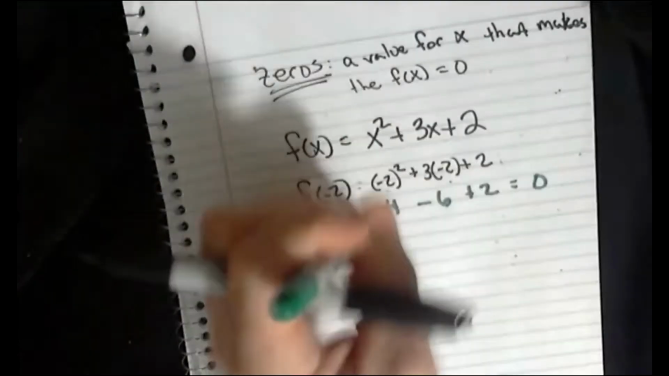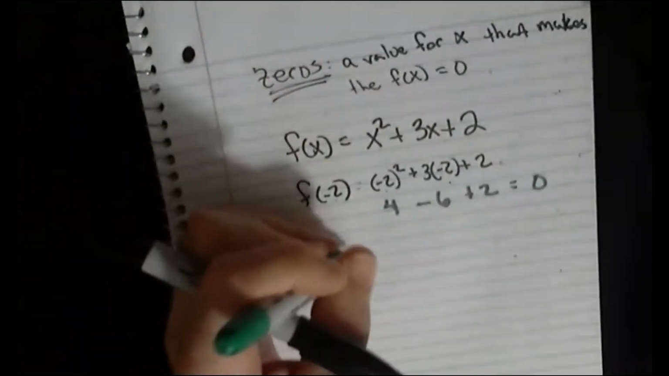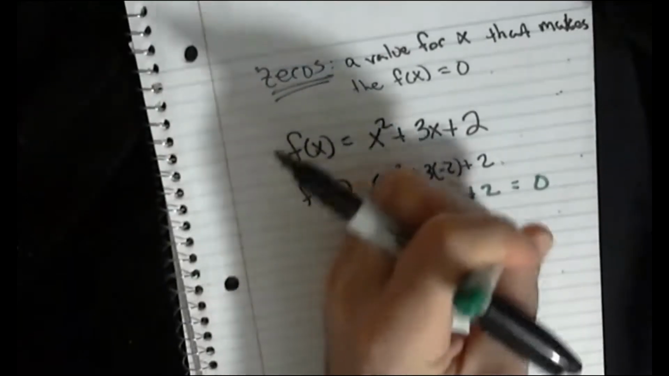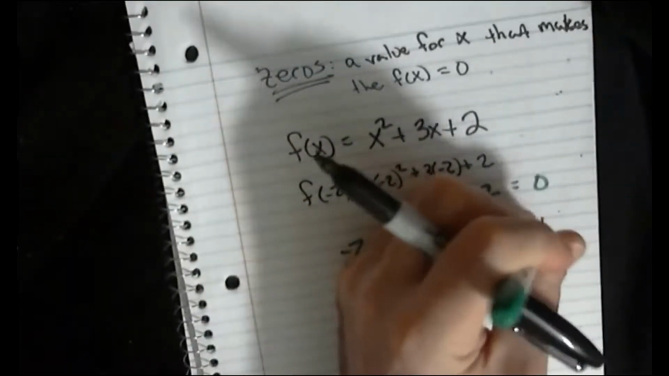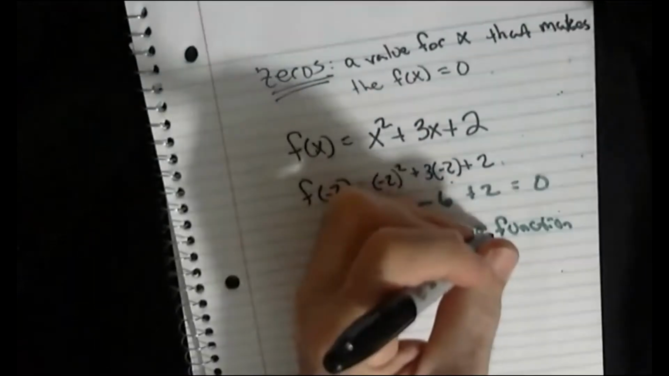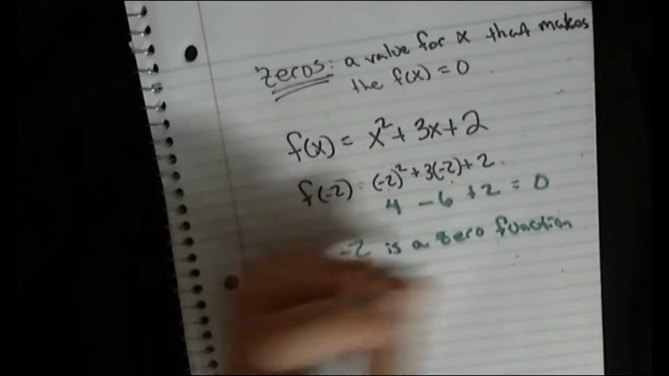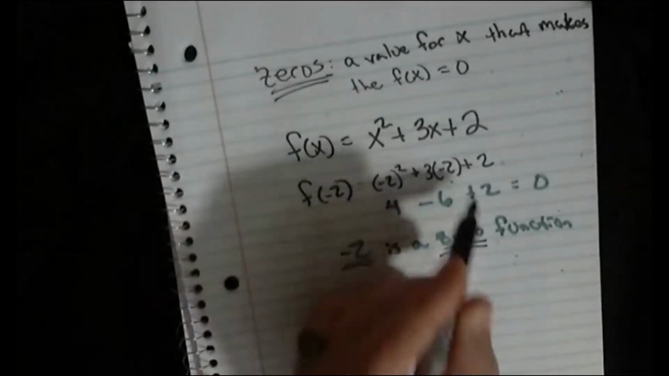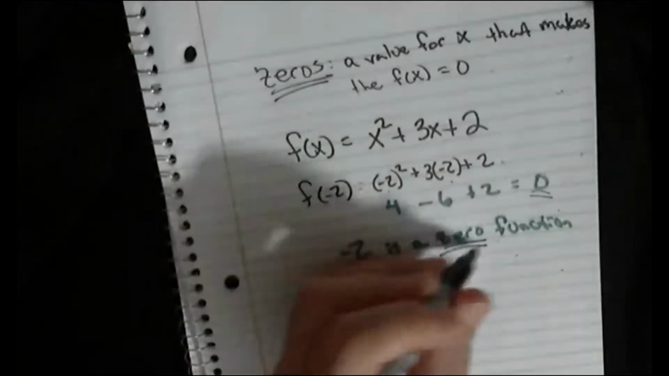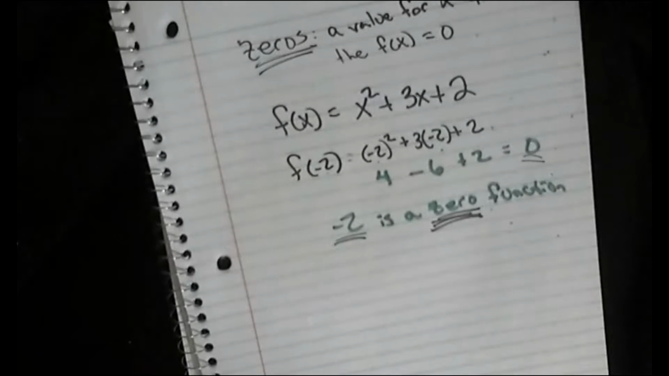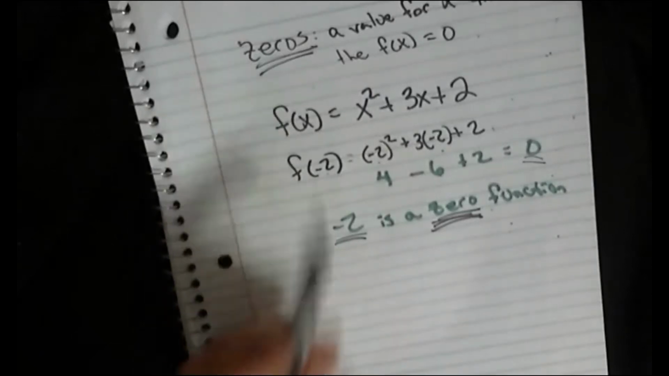Because that number makes this whole thing equal 0, -2 is a 0 of the function. So plugging in -2 makes the whole thing equal 0, so it is what we call a 0. Now, that's by definition what a 0 is.